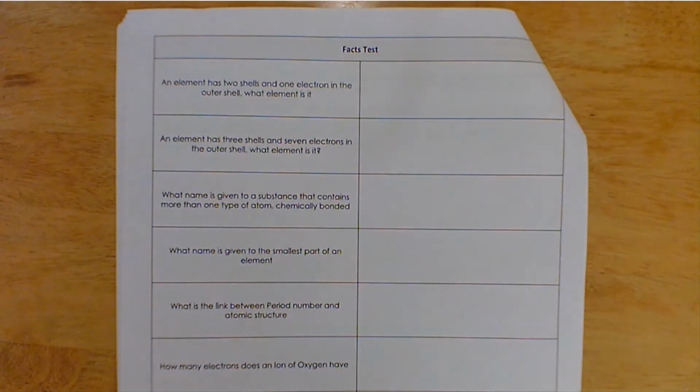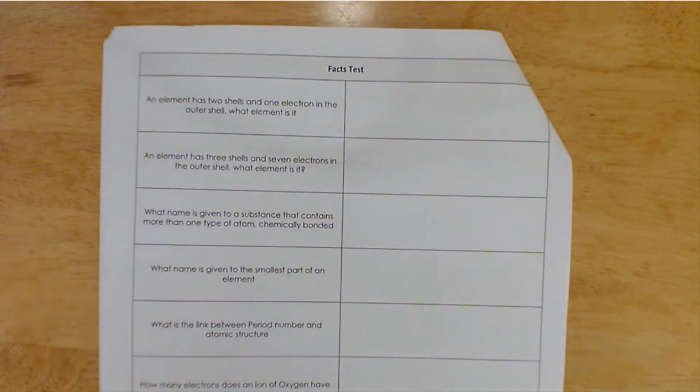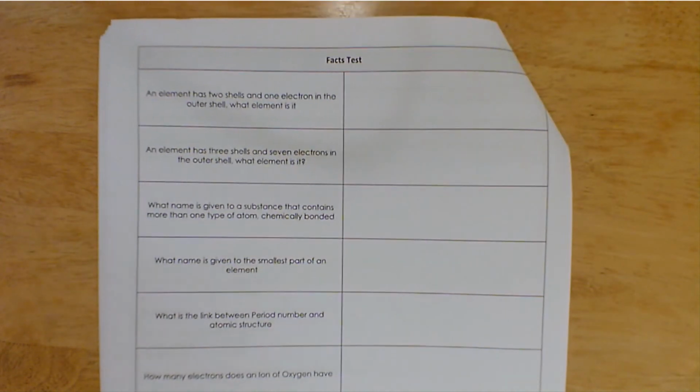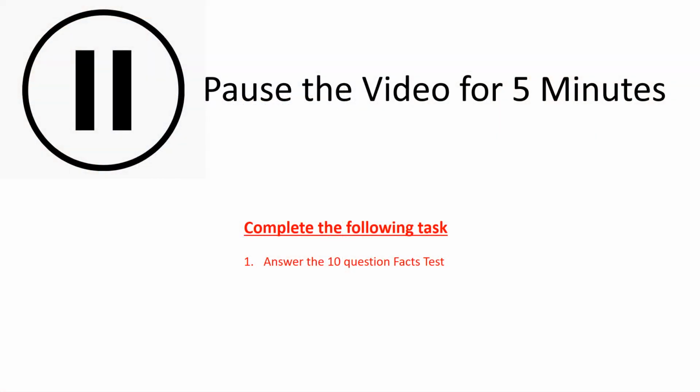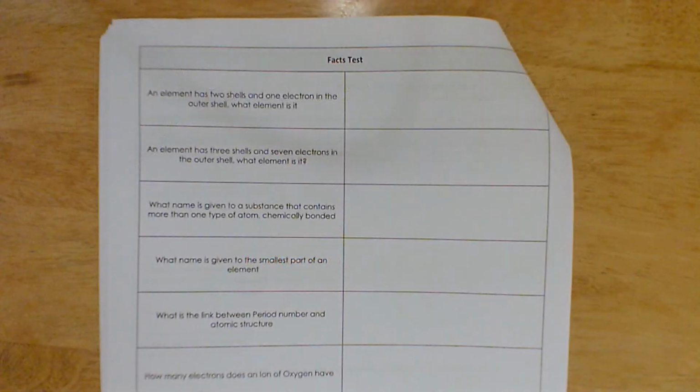So finally, there is a 10-question facts test. You're going to have 5 minutes to get this done, so that's going to be about 2 questions for every minute, so 5 minutes to answer these 10 facts test questions. Right, so just going to go through this quickly. Green pen, anything that you got wrong, and give yourself a score out of 10 at the end.